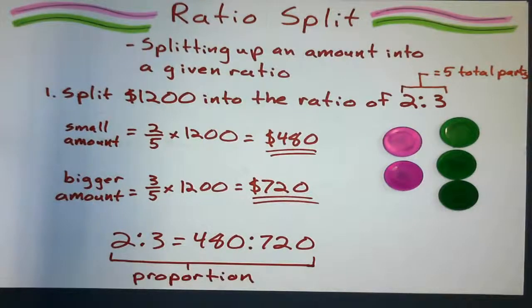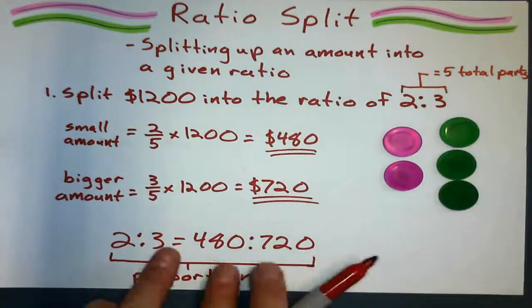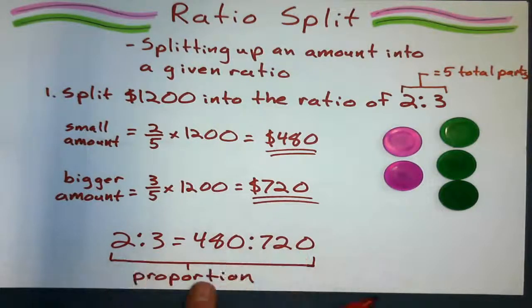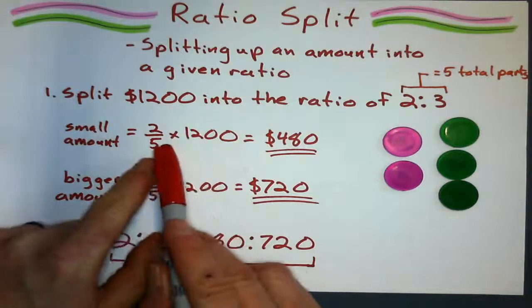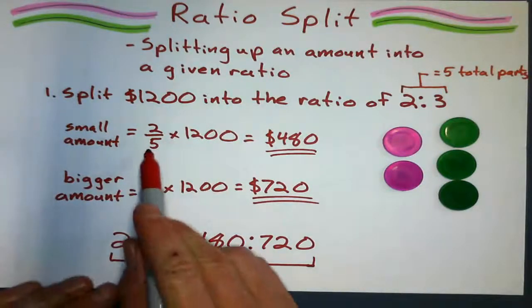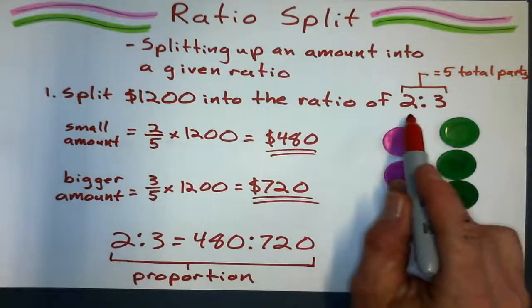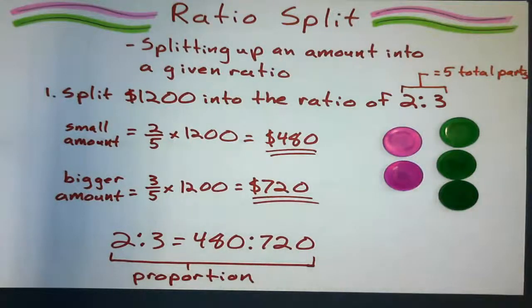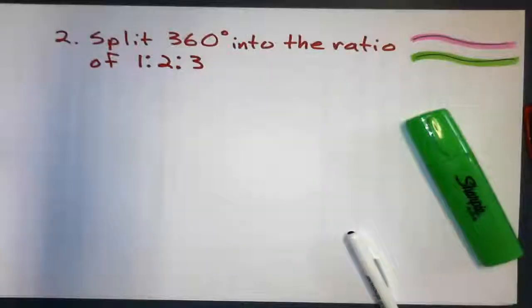Okay. The difference is 2 to 3 is a ratio, and when I have 2 equal ratios, that's called a proportion. Okay. So I think this is probably the easiest way to do these ratio splits, is to multiply it by this fraction, where that bottom number is the sum of the parts of the ratio. And we'll look at another example.